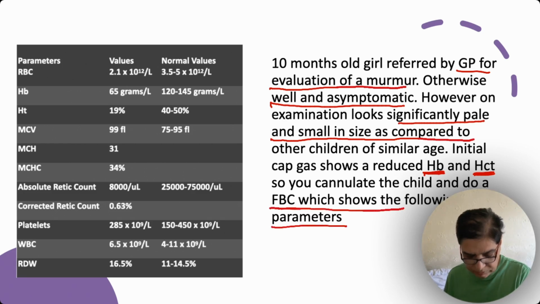Within an hour you get these results, which I have shown on the left side. The RBC count is 2.1 into 10 to the power 12 per liter. The hemoglobin is 6.5 gram per deciliter. Hematocrit is down to 19%. MCV is 99. MCH is 31 picogram, 34% MCHC. Absolute retic count is 8,000, and the corrected retic count in percentage is 0.63. Platelet count is 285. White blood cell count is this, and our red cell distribution width is this.